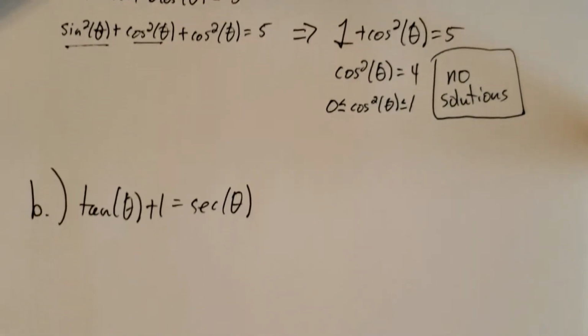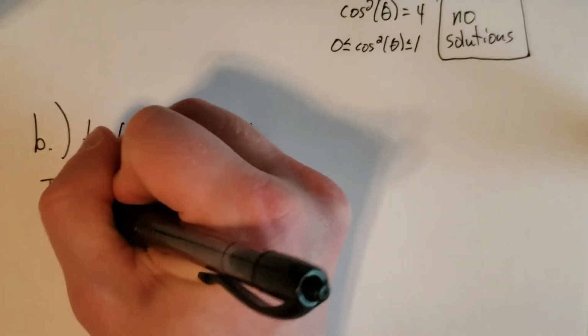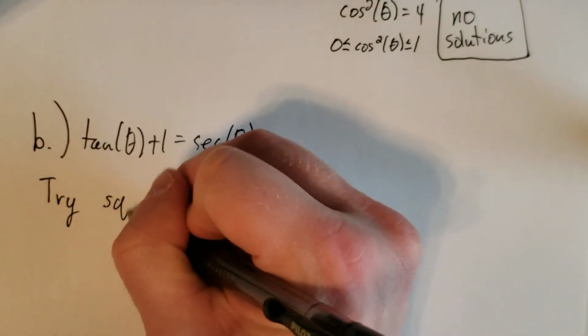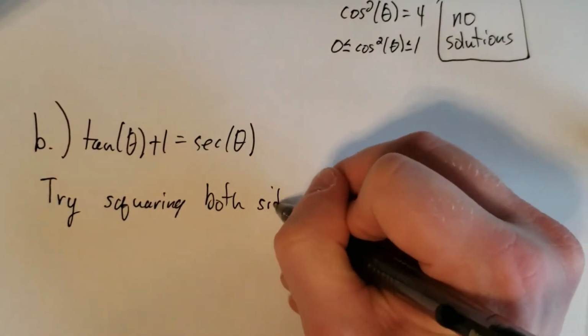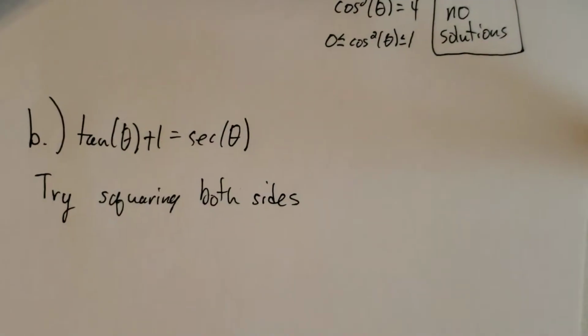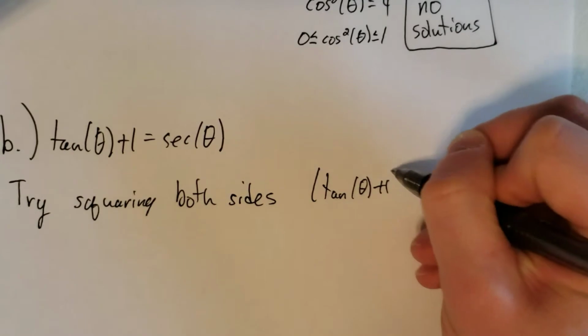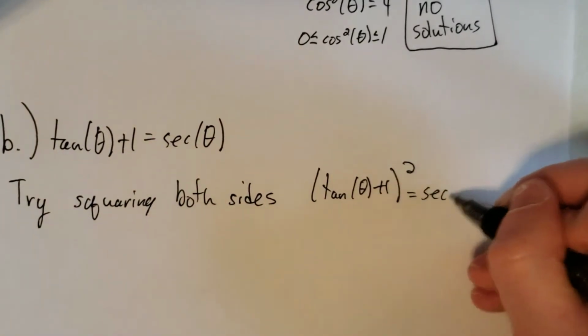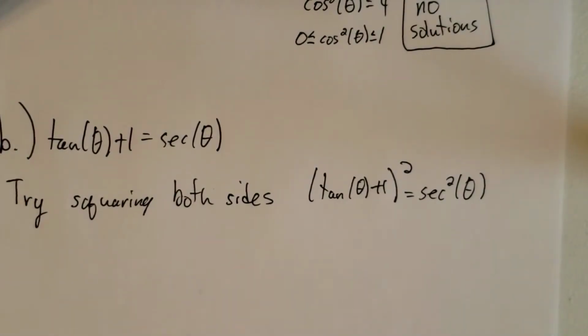I want to continue on with another example here. Tangent of theta plus 1 is equal to secant of theta. This one is not obvious at all either at the beginning, but I'm going to go ahead and tell you that we can try squaring both sides. If we do that, we get tangent of theta plus 1 squared is equal to secant squared of theta. We've just squared both sides of the equation here.